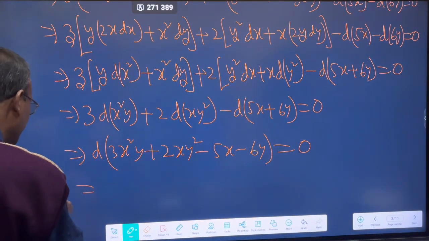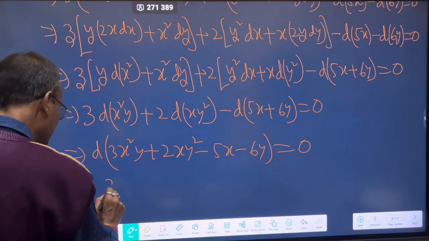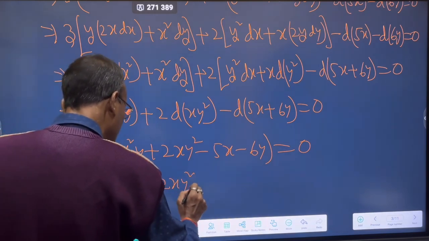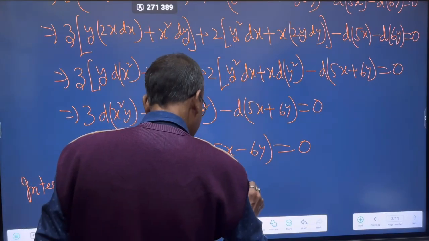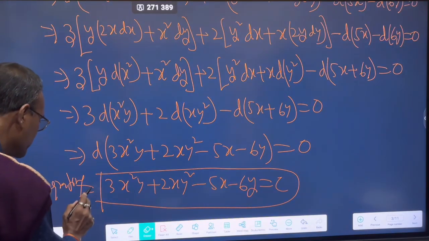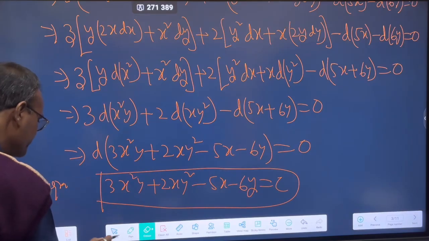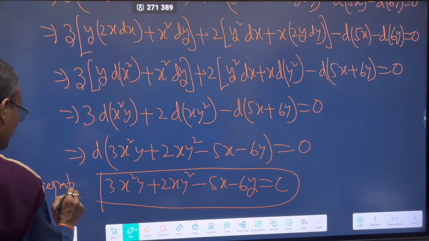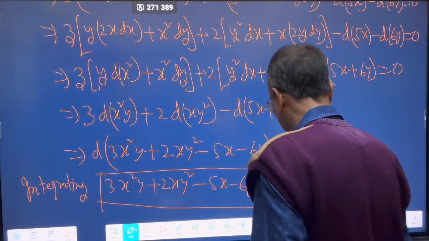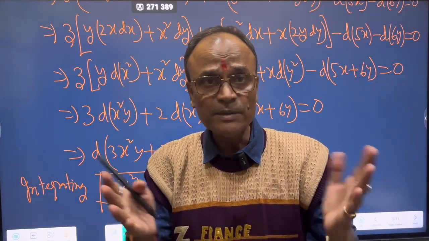This means integrating, just integrating, you will get 3x²y plus 2xy² minus 5x minus 6y equal to constant. This is the solution of the given differential equation. Therefore, we have solved this differential equation in 3 methods.